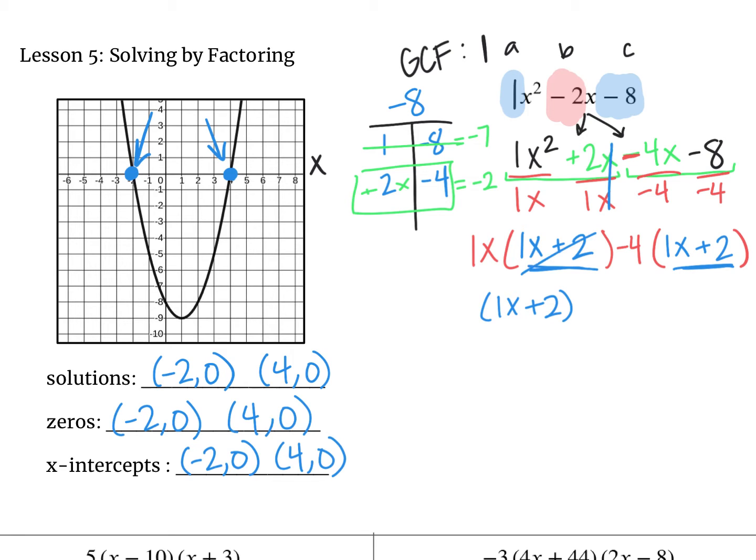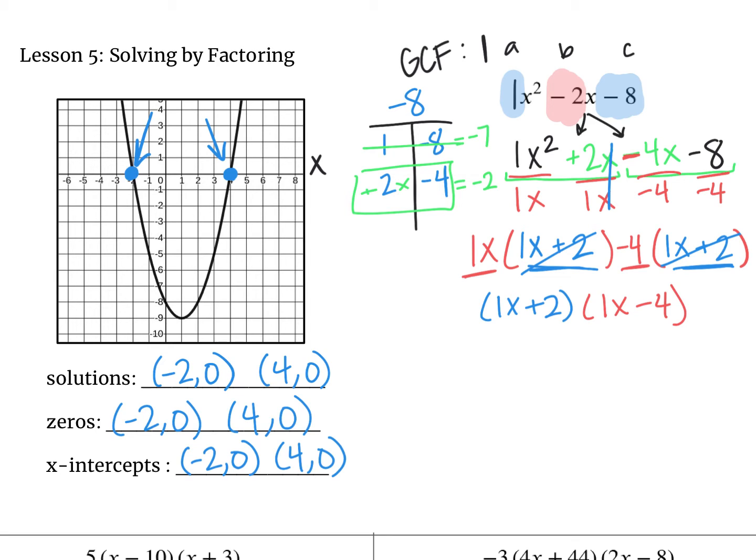So we'll cross those off because we just used them. And what's left is 1x and negative 4. So we glue those together and put them in parentheses. And that is the factored form of x squared minus 2x minus 8. Okay, so that's all review. That's what we've done all week long.